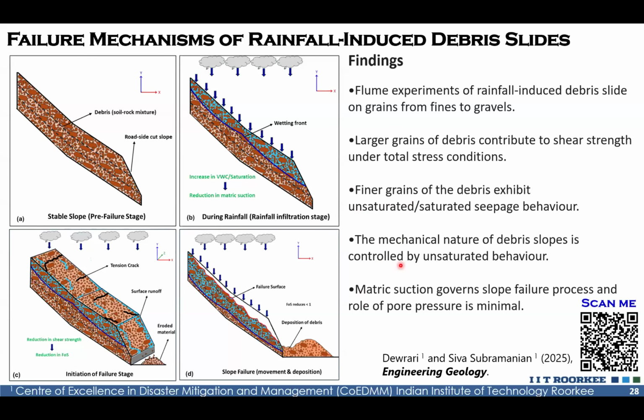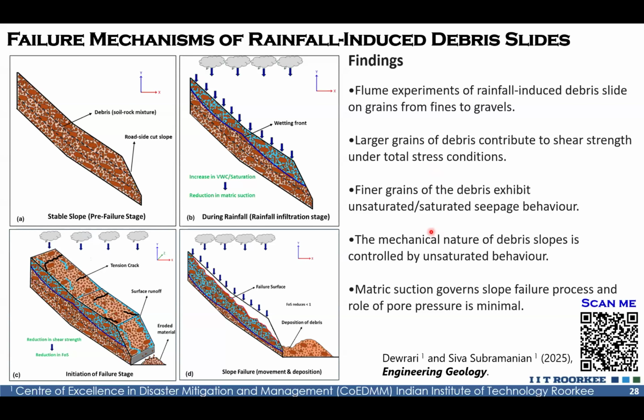And what we got from the interpretation of the results is that the larger grains of debris contribute to the shear strength under total stress condition, but in dry conditions only. When the slope receives rainfall, what governs the failure is the behavior of the fines. In the unsaturated as well as saturated state, the fine material is the glue that connects the rock fragments. And as long as the matrix suction is higher, the suction-derived strength is available for the slope material, even in case of a steeper slope.